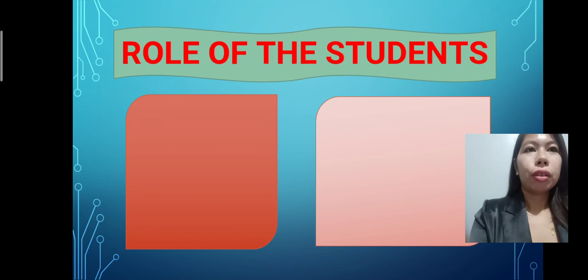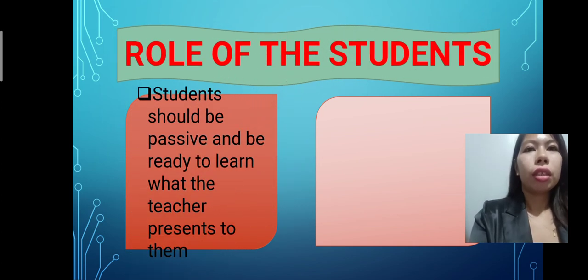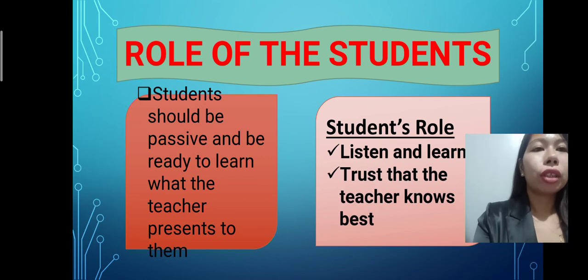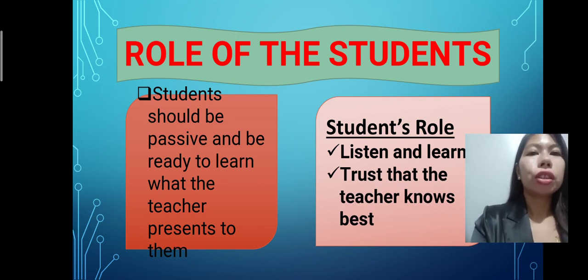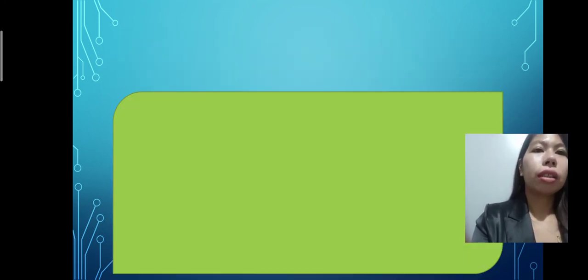We have also here the role of the students. Students should be passive and ready to learn what the teacher presents to them. The students' role is just to listen and learn, and trust that the teacher knows best. So all the teaching that the teacher imparts to the students should be believed by the students.